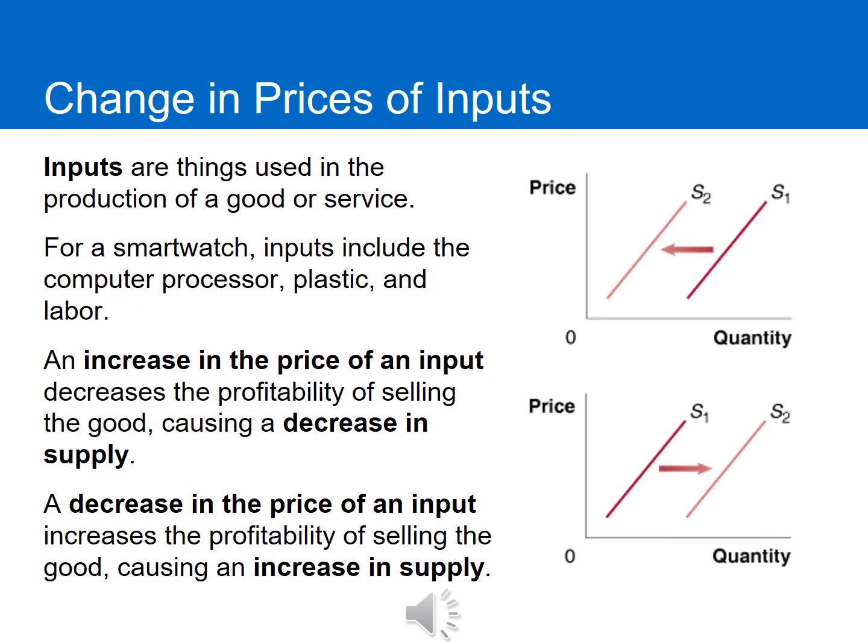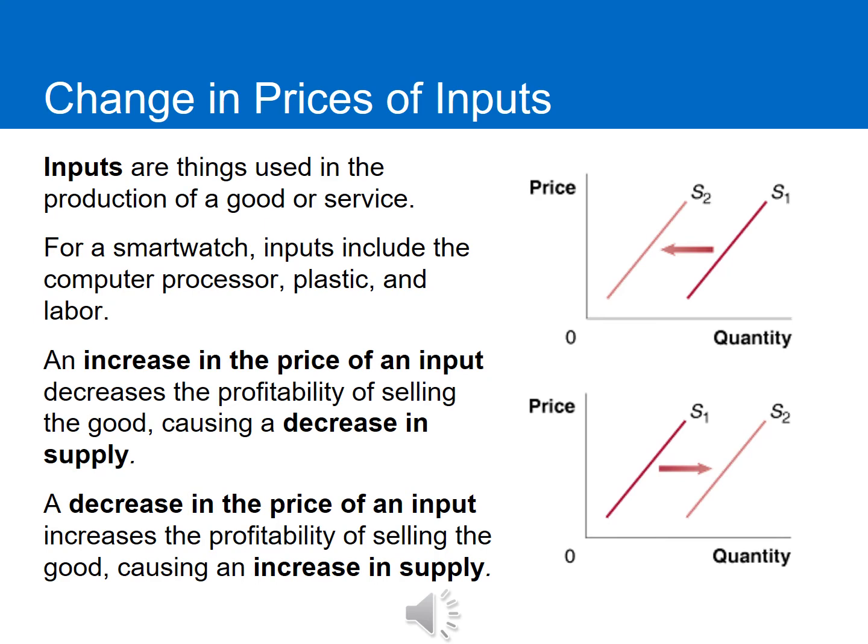As we see in the top figure on the right, the supply curve is going to shift to the left. We're going to move from S1 to S2. Now, if there's a decrease in the price of an input, this is going to increase the profitability of selling a good. So therefore, we're going to see an increase in supply, and the supply curve is going to shift to the right. In the bottom figure on the right, that represents an increase in supply, a shift to the right. This original supply curve, S1, is going to shift out to the right to the position of curve S2.